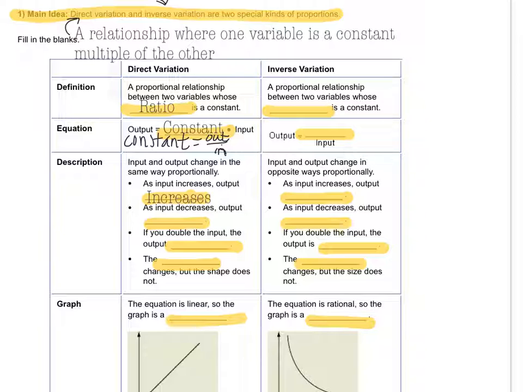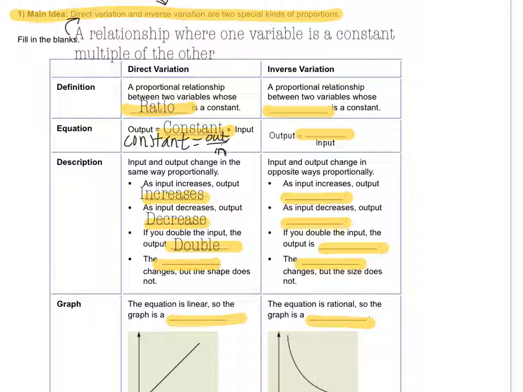All right, that's what goes right there on that line. So as the input decreases, the same thing is going to happen with the output. The output is also going to decrease. And if you double the input, the output is also going to double. So whatever happens with a direct variation, something is directly impacted by the other thing.